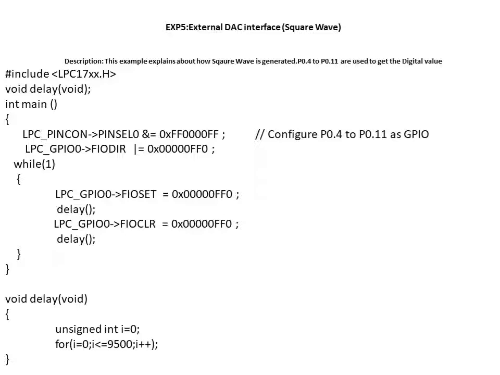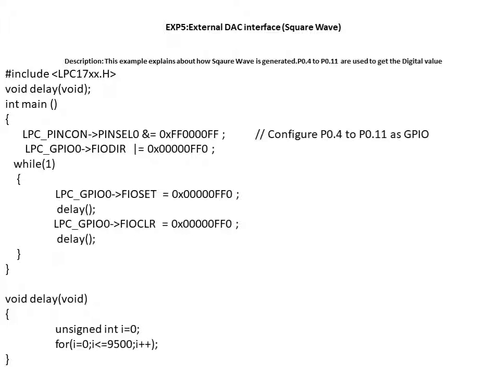With respect to the delay, the delay program we have initialized for 9500. So that much delay is created, and you'll have a flat value. After that, what is being done? We have the statement LPC_GPIO0 FIOCLR 0x00000FF0. So we are making the value 0. It remains high for the delay duration, and then it becomes 0. Then again we call a delay. After 0, again a delay.